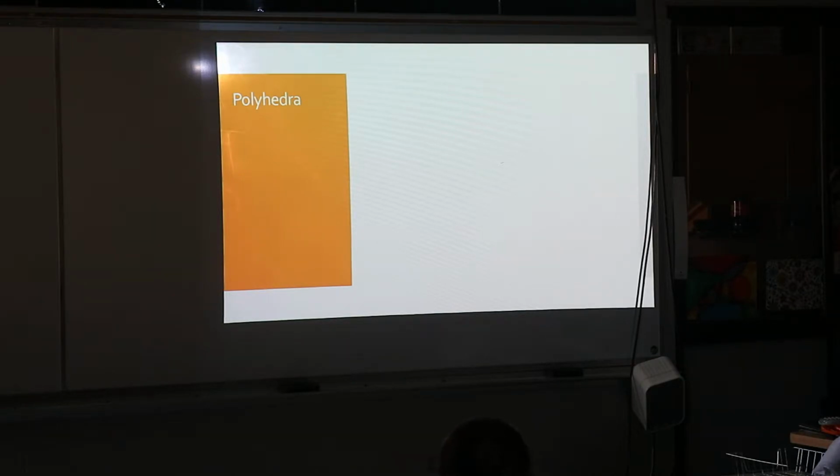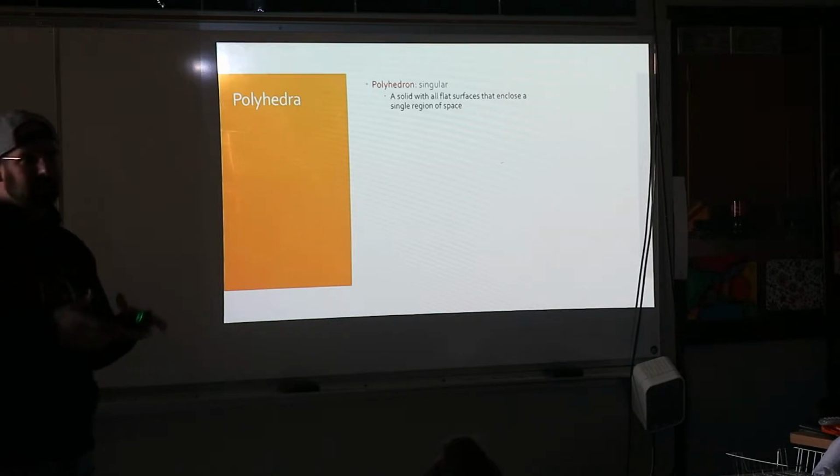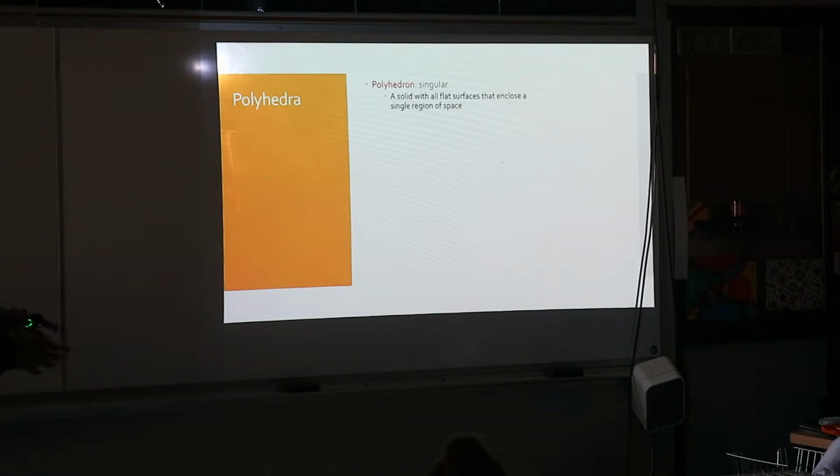So, all right, polyhedra. This is the slide I think we had yesterday, so you should already have this stuff. I just want to review it one more time because we were kind of rushed yesterday. It was right at the last part of class. Polyhedron, singular. Polyhedra is plural. But a polyhedron is an object. It's a physical object or geometric figure that has flat surfaces, no curves. Notice it has flat surfaces, and all those surfaces enclose a single region of space, a singular region of space.